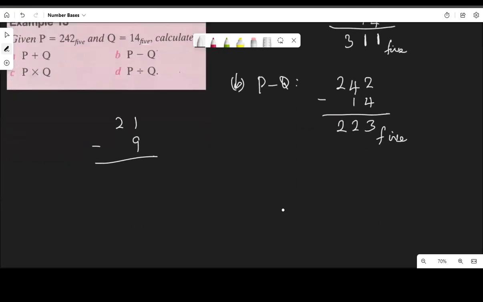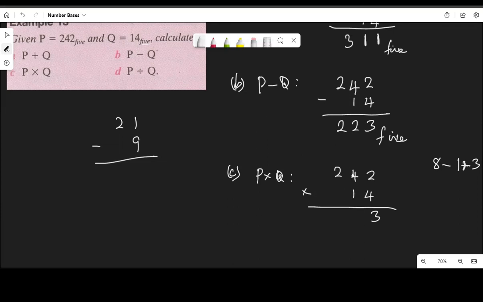And the third one, which is P times Q. So we're going to multiply 242, which is P, by 14, which is Q. 4 times 2 is 8. But since my operation is in base 5, there's no way I can write 8 here. So within that 8, how many 5 can I get? I have one bundle of 5, remainder 3. So that 3 that remains is what I'm going to write. That one bundle of 5, I'm going to take it to the next column.